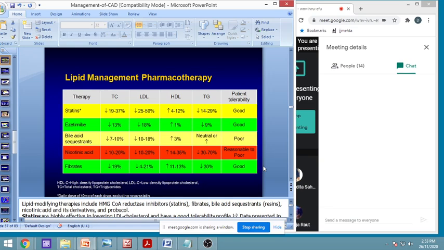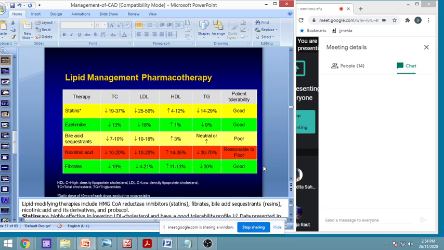Then nicotinic acid: total cholesterol it can reduce by 10 to 20%, LDL it reduces by 10 to 20%, HDL it can increase by 14 to 30%, which is very high, and it can reduce triglyceride by 30 to 70%. But the biggest problem is that it is quite toxic. It has many adverse effects, and patient tolerability is reasonably poor. And fibrates are another drug, which also has a good range of activities.